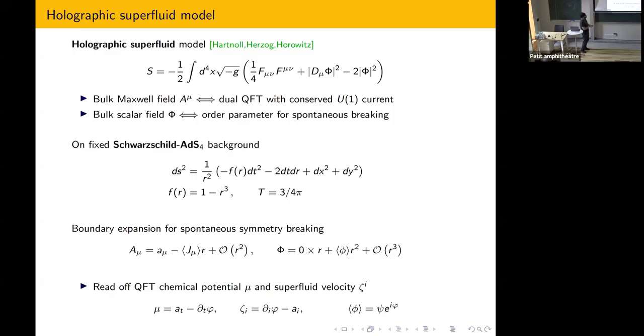From the boundary expansions of these fields, we can read the source and VEV for the U(1) current, and the source and VEV for the scalar operator. Note here that I have set the source of the scalar field to 0 because we want to consider spontaneous symmetry breaking. What's the conserved charge for the Maxwell field? I have set it to 1 as well. So there's a parameter.